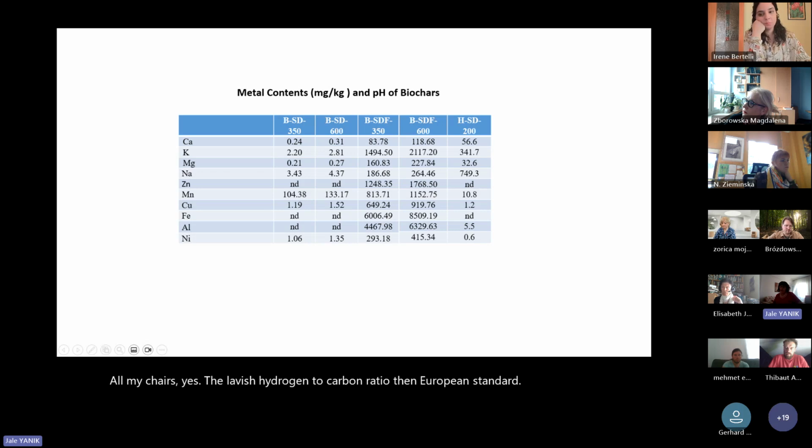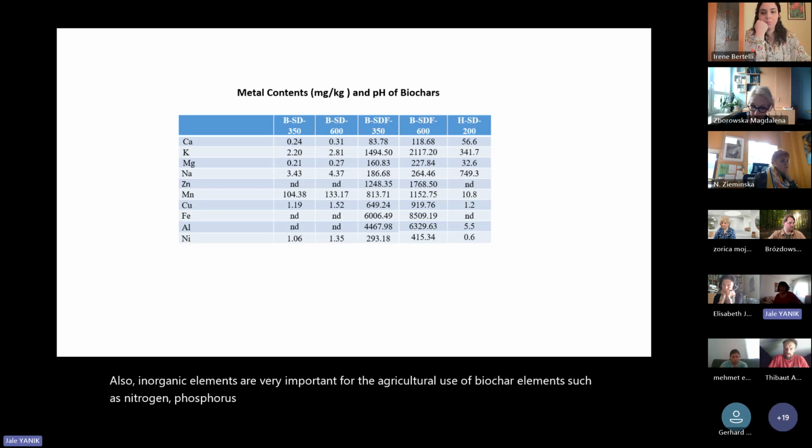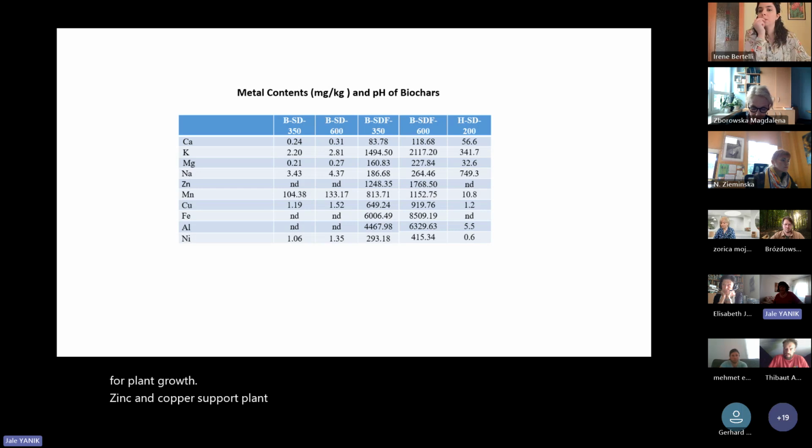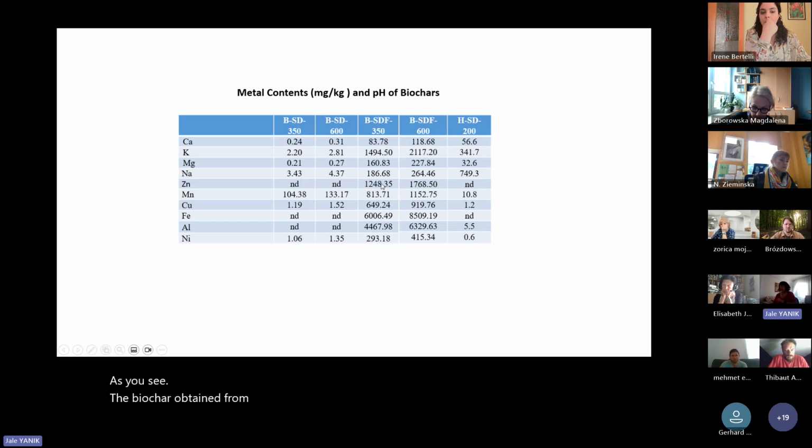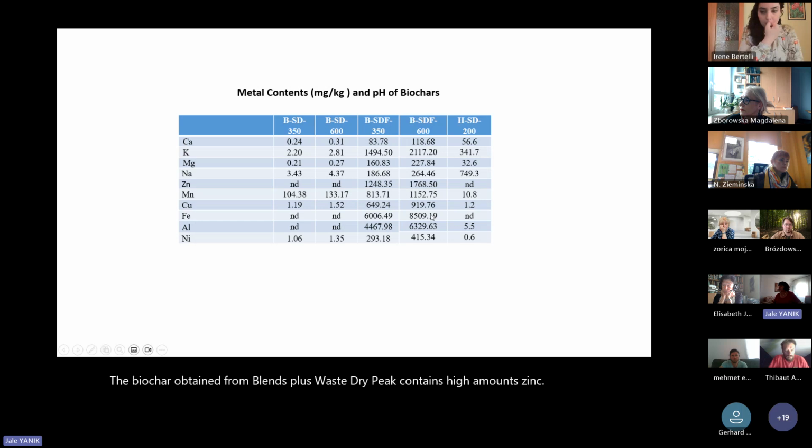Also, inorganic elements are very important for the agricultural use of biochar. Elements such as nitrogen, phosphorus, potassium, calcium, and magnesium provide nutrients directly to plants for plant growth. Zinc and copper support plant growth, but nickel and zinc are inhibitors of some enzymes. Also, excess nickel may have a toxic effect. As you see, the biochars obtained from blends, sawdust plus waste dried pig, contain high amounts of zinc, iron, and potassium.